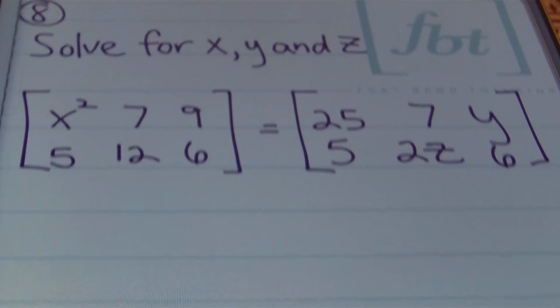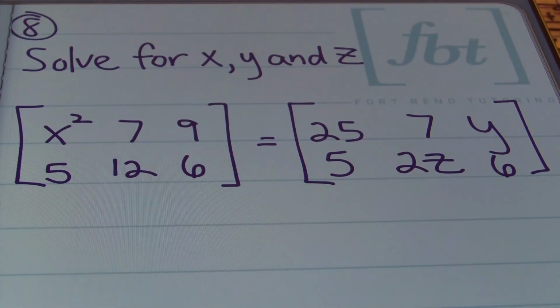All right. So here in number 8, they ask us to solve for x, y, and z. And check this out. One of our variables is raised to the 2nd power here. Okay, that's going to be fun. So the first thing we want to do is verify that we have the same dimensions. We want to make sure these matrices are equal to one another, that they're equal matrices.